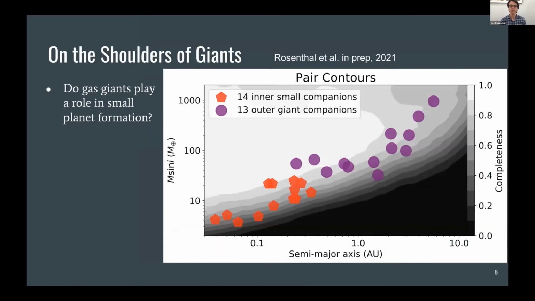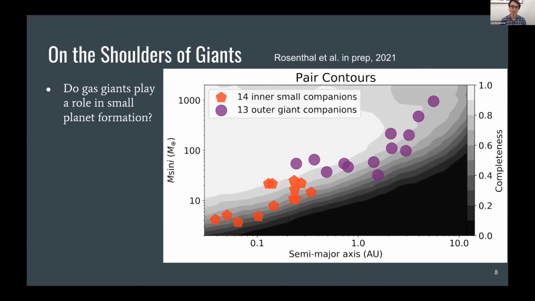After that paper, we will use our catalog to measure the occurrence of outer gas giants given the presence of inner super-Earths. Even our sparsest and shortest baseline data sets are sensitive to a Jupiter mass planet at 3 AU. And just to showcase our sample, here are all of the planets belonging to systems that host both a detected small inner planet and a detected outer giant.